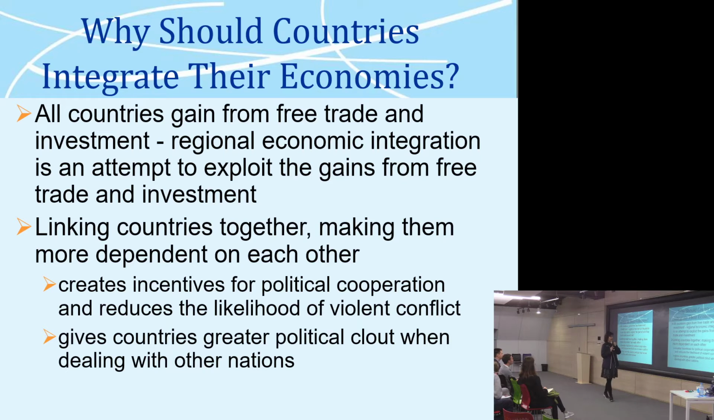Now, why should a country think about integrating into all those regional integration blocs? What are the benefits of this integration? Obviously, you wouldn't be moving into something if you don't have some kind of benefit. So what will be the benefit?